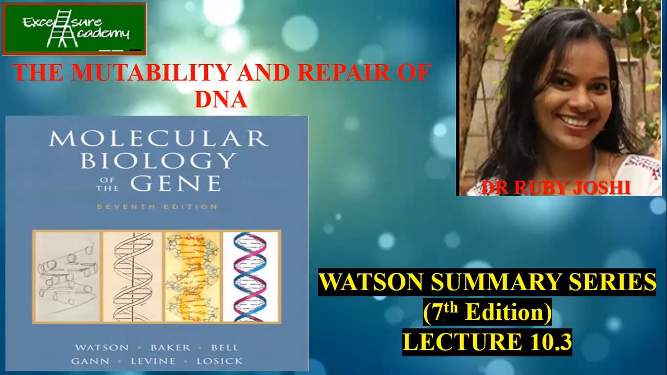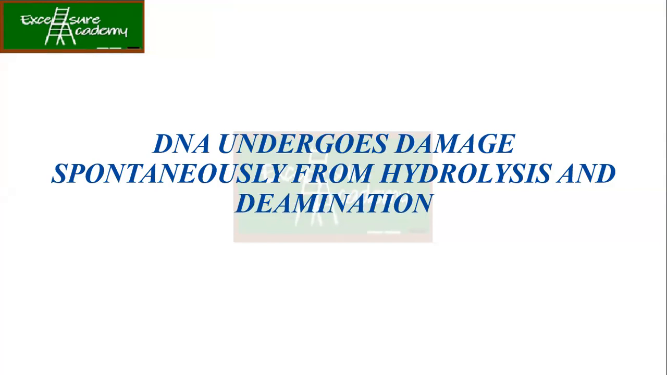So today we are going to do the summary series lecture 10.3, and the chapter name is the mutability and repair of DNA. In this we are going to discuss DNA damage, and how? It can be spontaneous, from hydrolysis and deamination. All the types of DNA damage, we are going to discuss in this lecture.